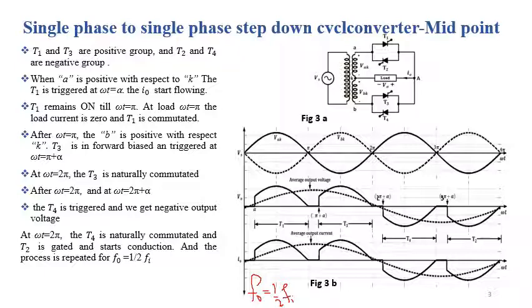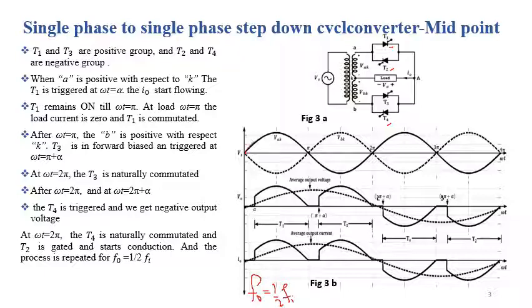In figure 3a, the SCRs T1 and T3 belong to the positive group, means we are getting the positive voltages and current of the output signals, and the SCRs T2 and T4 belong to the negative group. So let's see the operation of this circuit, how it will work.